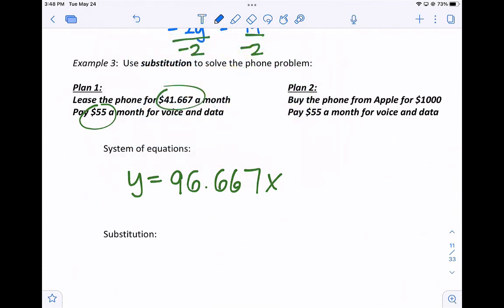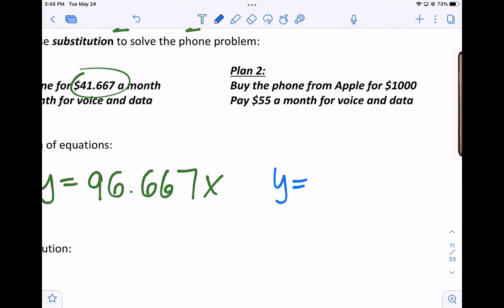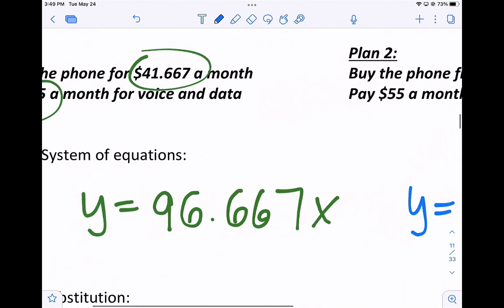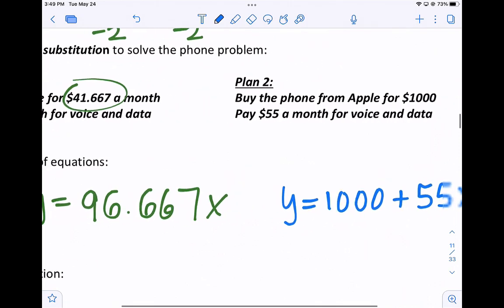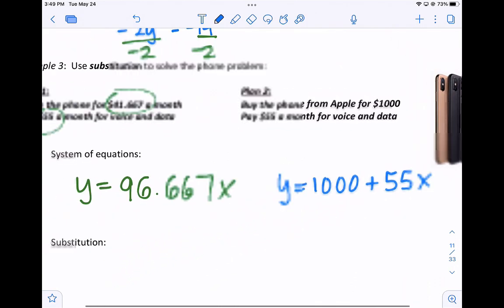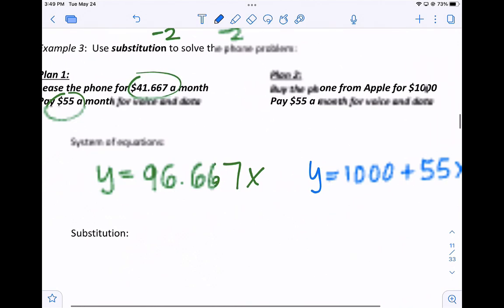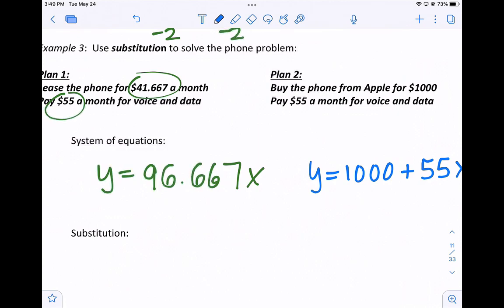In Plan 2, you can buy the phone from Apple. You can pay $1,000 up front. And same plan as before, we're paying $55 a month for voice and data. So we know that this one's cheaper at first, but at some point, is it going to surpass the cost of this one because it's just so much steeper of a slope? Like the slope is so much bigger, $97 a month versus $55. So the question is, are they ever the same amount? And if so, when? And how much have we paid then for the phones at that point?